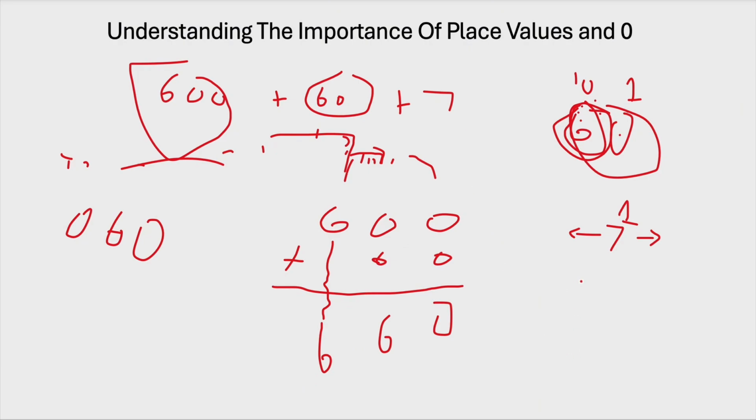660 plus 7. We know this goes in the ones place. 0 plus 7 is 7. This 6 glides down. This other 6 glides down. 667. That's what we get.